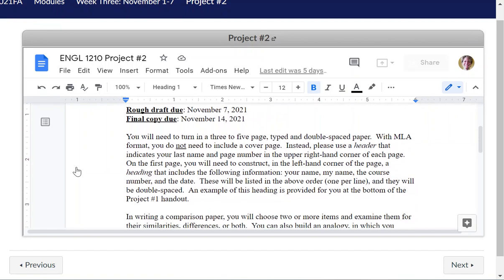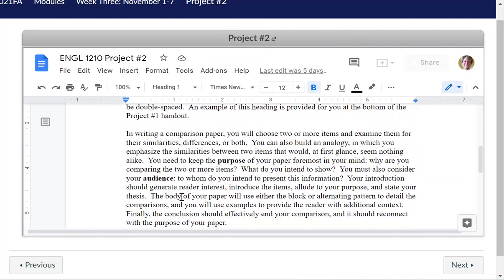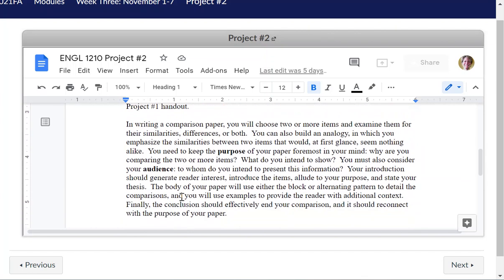You'll still turn in the MLA format with the header and the heading, as well as making sure that the paper itself is 3 to 5 pages, typed and double spaced. This time you're thinking about 2 or more items that you're going to examine for similarities, differences, or both. You want to keep that purpose of your paper in mind. Why are you comparing the 2 items? What do you intend to show about them? You also want to think about your audience. Who are you presenting this information to?